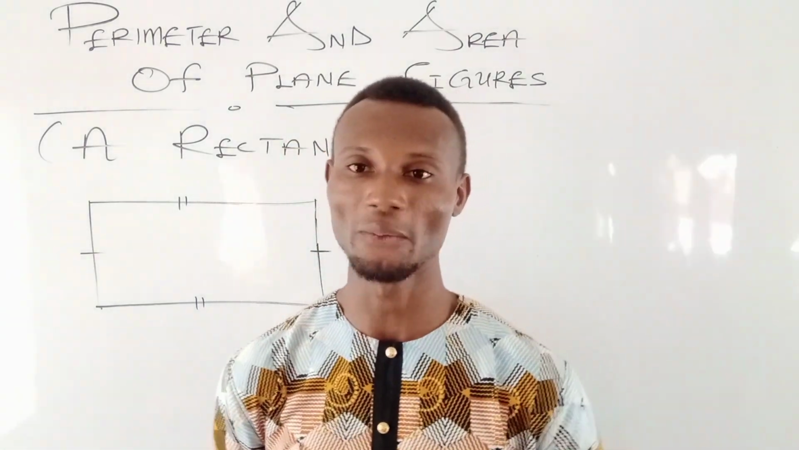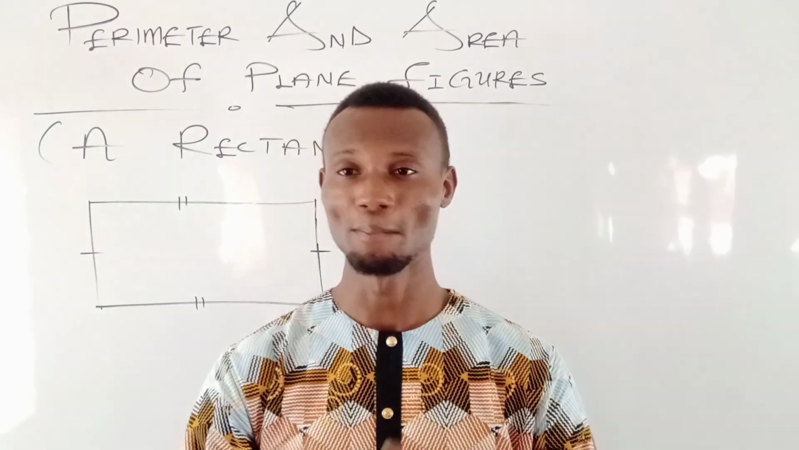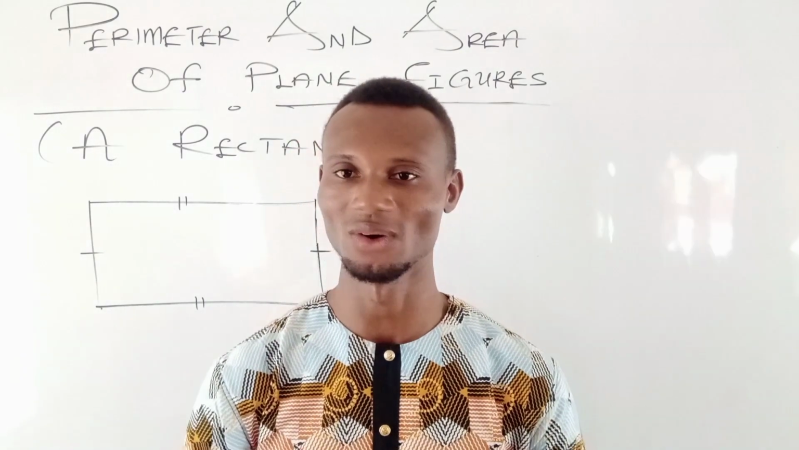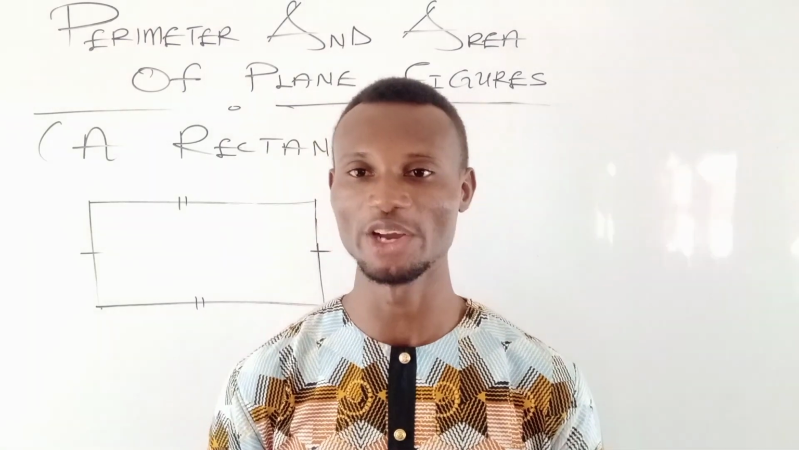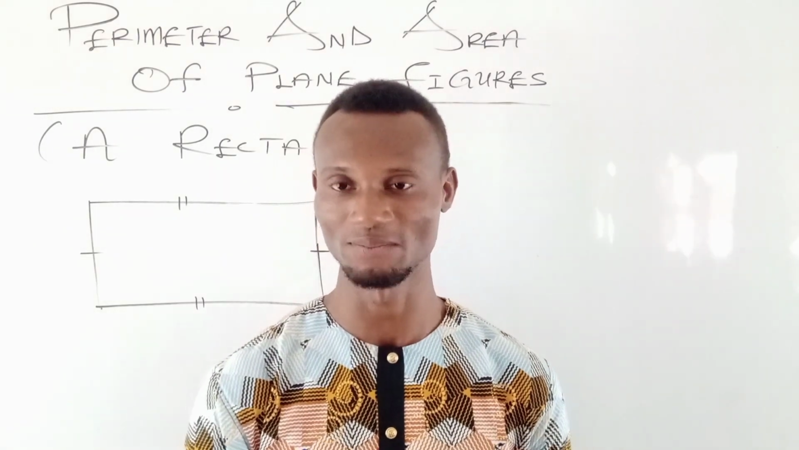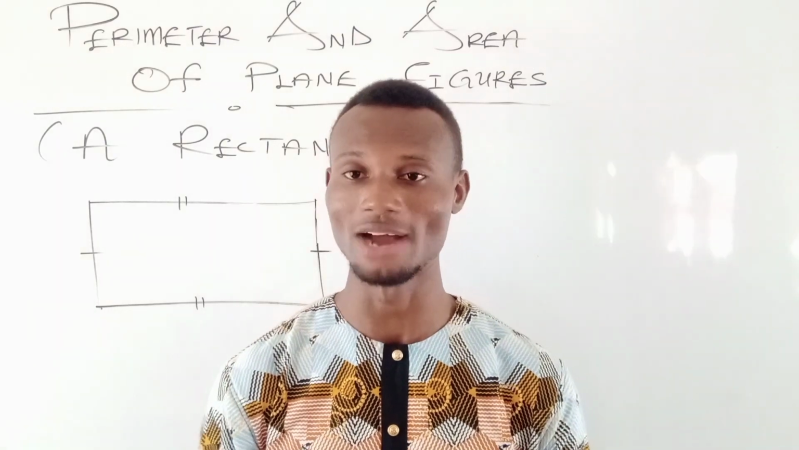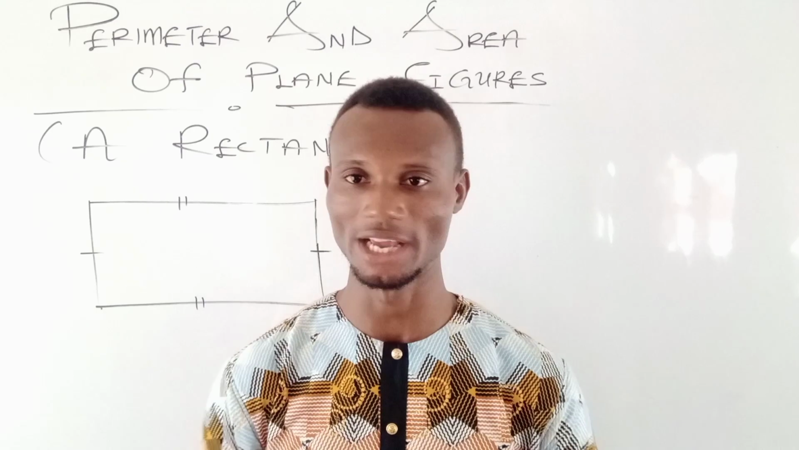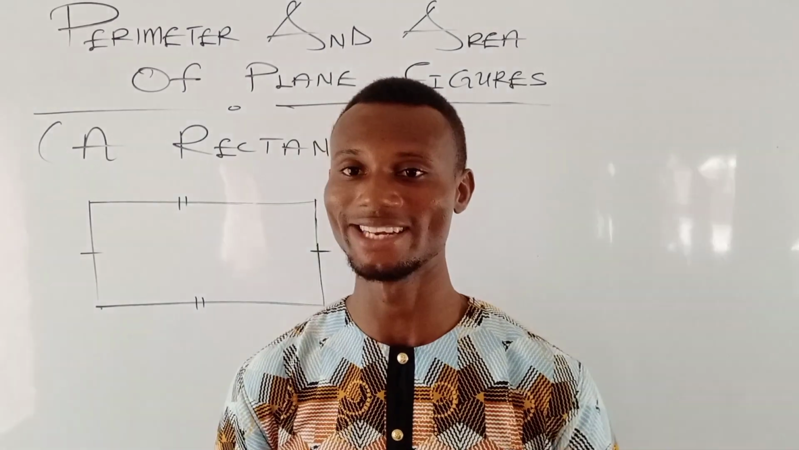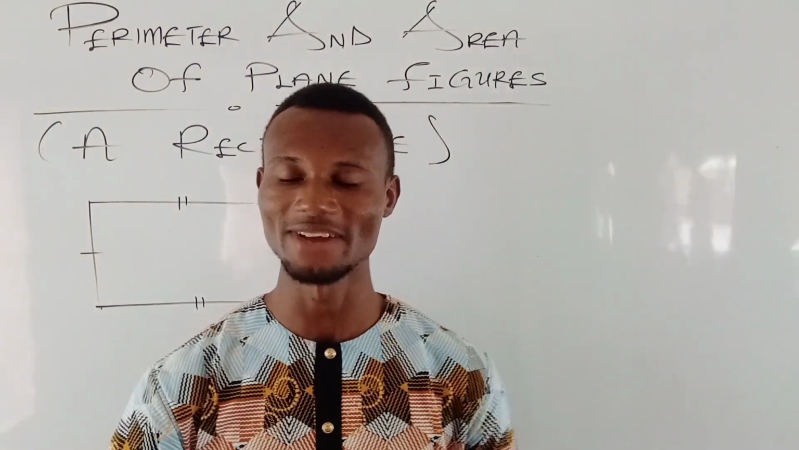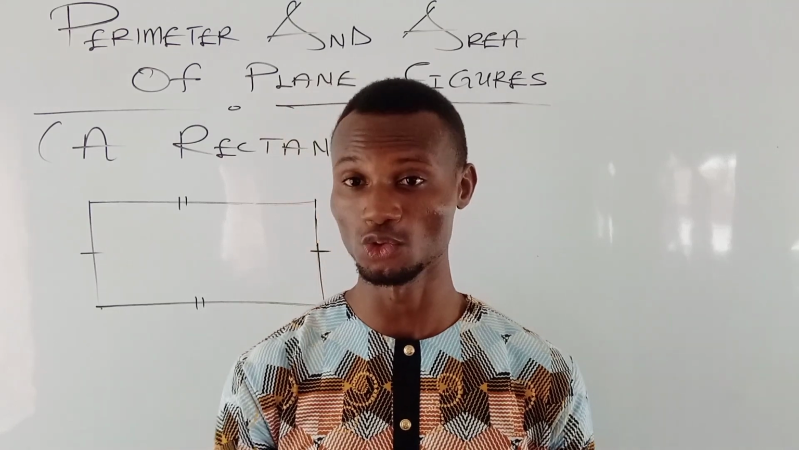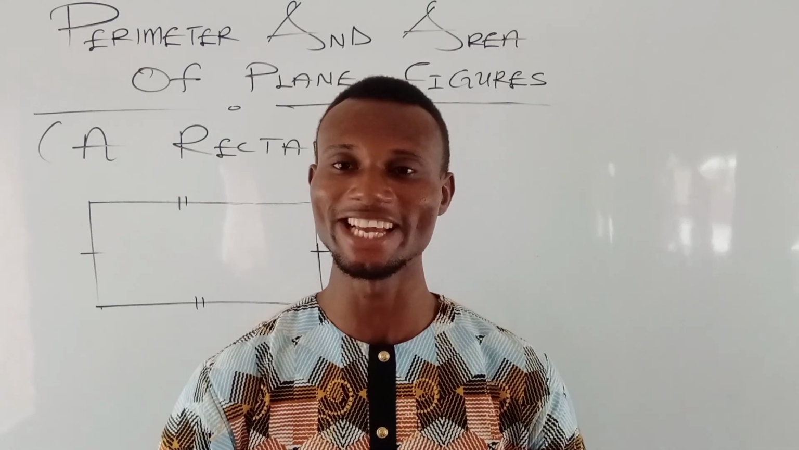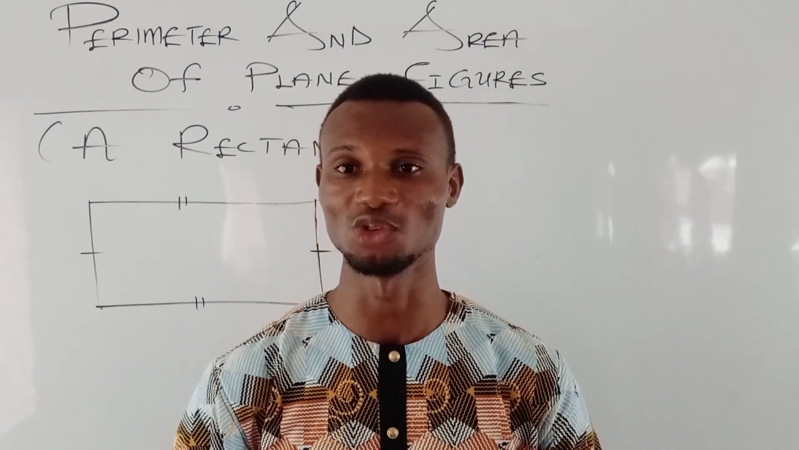We are going to calculate the perimeter of a rectangle and also the area of a rectangle. In this video I'm going to prove the formulas to you. We have a formula that we use to find the perimeter of a rectangle, and also a formula that we use to find the area of a rectangle. So I'm going to show you how those formulas came about. Then in the next video we begin to use them to solve questions.